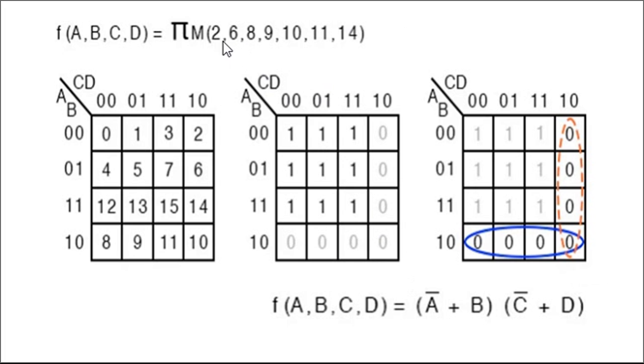If it is a POS, what can you mark? Zeros. The remaining are 1s. Now what is important again? We can make groups of zeros, not groups of ones. In SOP we make groups of ones. Here we make groups of zeros. So all these zeros, this one group will form from these zeros.